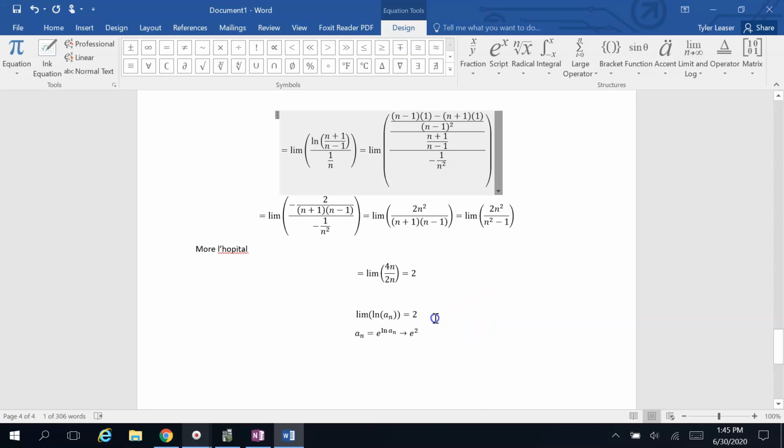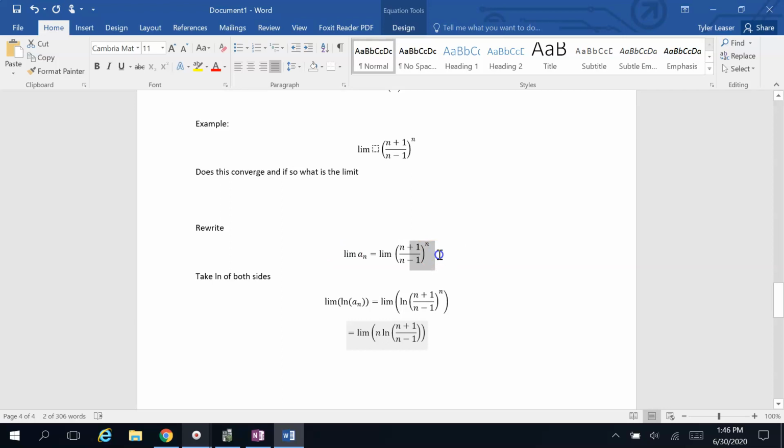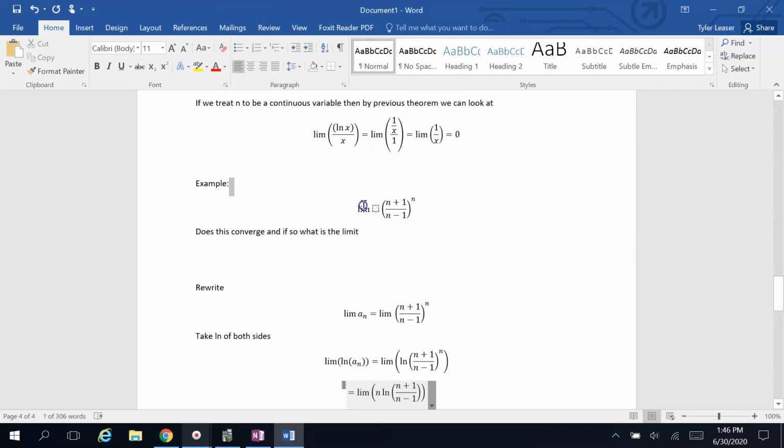I hope it's crazy to see that this sequence that we started with, this thing, approaches e squared. Weird, right? Math is crazy.